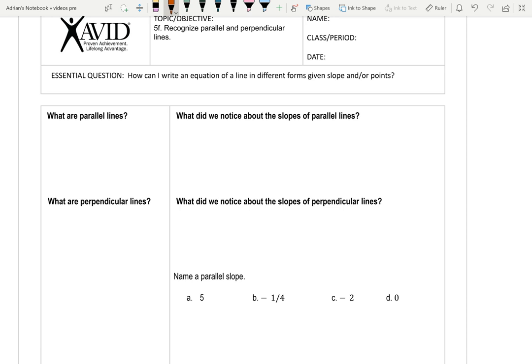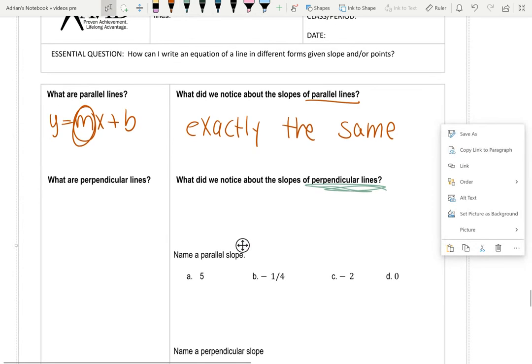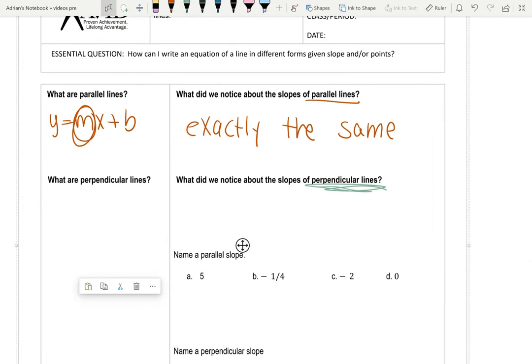For the slopes of parallel lines, if you remember, we have y equals mx plus b. The slope is the m. The slopes of parallel lines are exactly the same. Now perpendicular, they are opposite. But it's the opposite reciprocal is what we say. And I'll show you what that means.